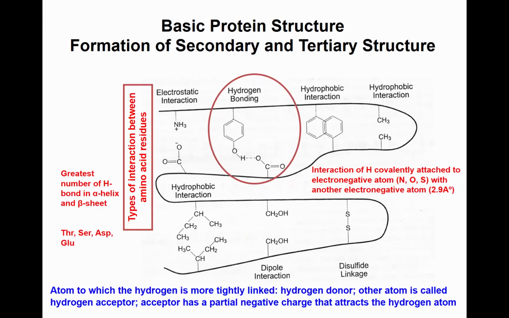Hydrogen bond, we talked about that. It's the hydrogen bond between a hydrogen linked to an electronegative atom, and then bonding with an electronegative atom. So there's a lot of hydrogen bonding that occurs within the molecular structure. And these amino acids in particular, threonine, serine, aspartic acid, and glutamic acid, take part in hydrogen bonding more than others.